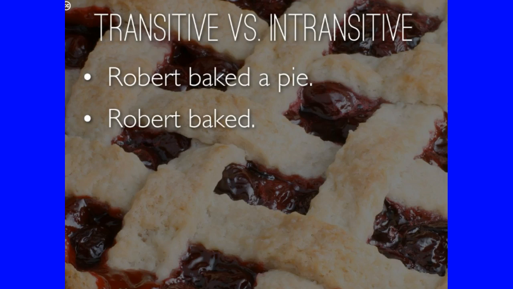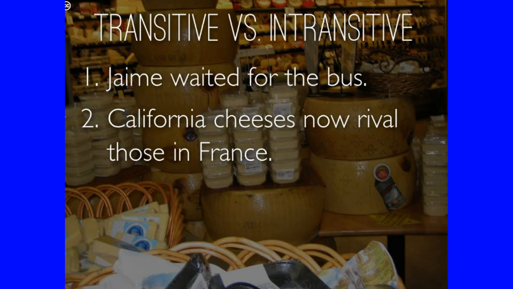Of course, it is not always that easy to identify if an action verb is transitive or intransitive. Let's look at some tougher examples. In the first sentence, waited is an intransitive action verb. There is no answer for waited what. That is tricky because we might think that bus is the object, but it isn't.